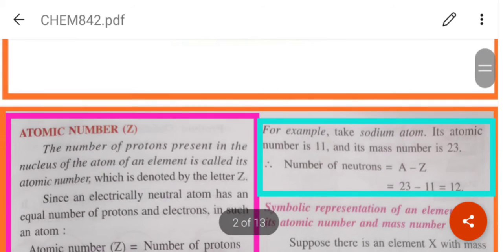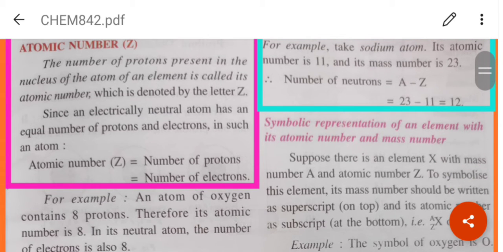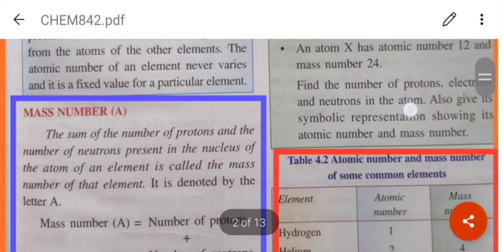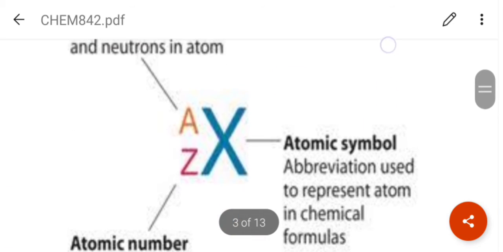Now, for example, let us take sodium atom. Its atomic number is 11 and its mass number is 23. So, the number of neutrons is A minus Z, that means mass number minus atomic number, 23 minus 11, that is 12. So, here is the table in which the atomic number and mass number of the first 20 elements are given. Now you can see this.